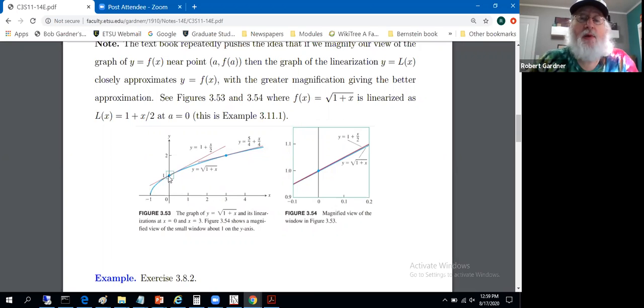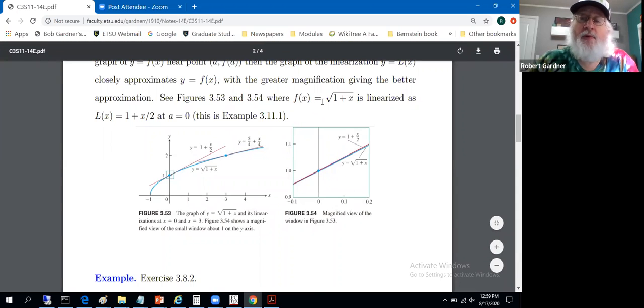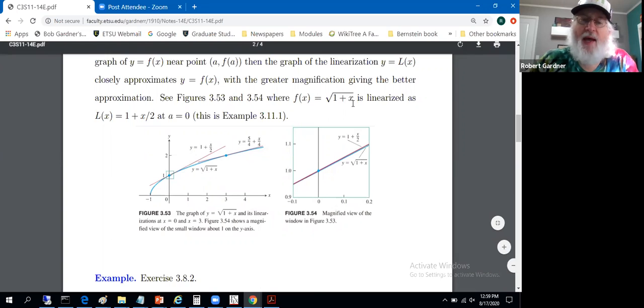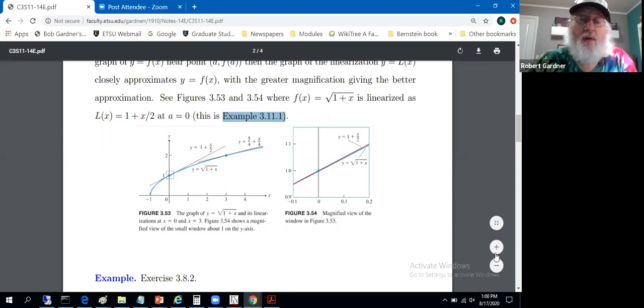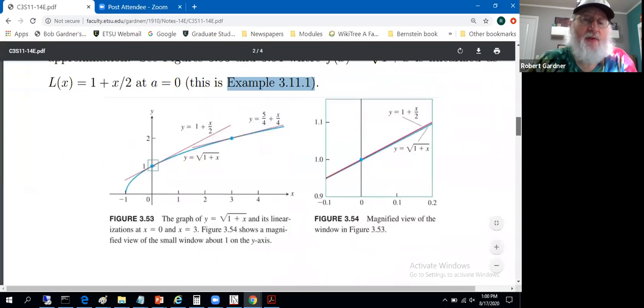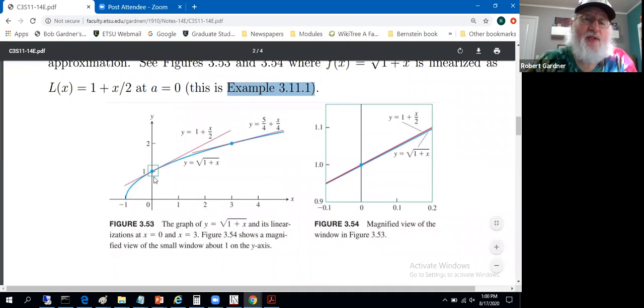The slope of a tangent line to, say, f of x equals square root of 1 plus x, the slope at x equals 0, a equals 0, I bet you is a half. It's explained in detail in example 1 from this section. So we'll get a linearization that takes on the value 1 and has the same slope, a slope of a half. So what we get when we approximate, and granted in figure 3.53, they've done a linearization at 0, this line, and also at 3, this other line here.